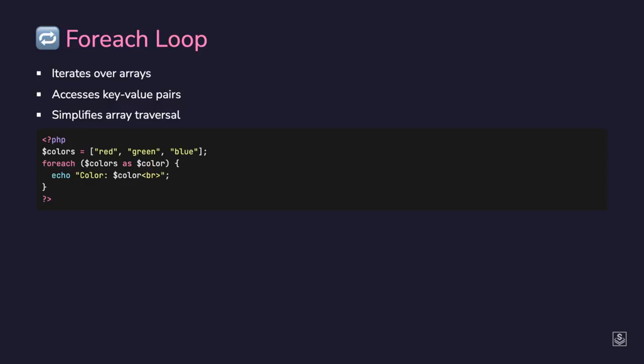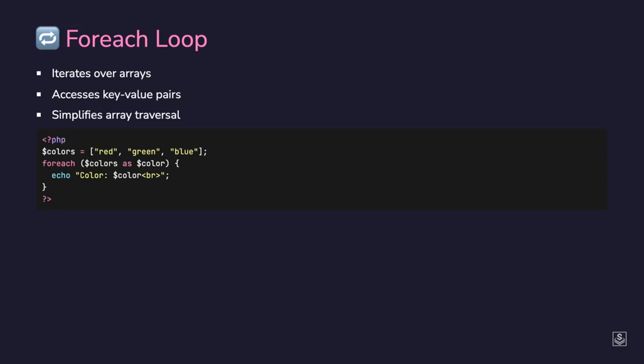The foreach loop is designed for iterating over arrays. It automatically extracts each element and assigns it to a temporary variable. In the example, we loop through $colors and output each one. You can also access keys using foreach ($array as $key => $value).